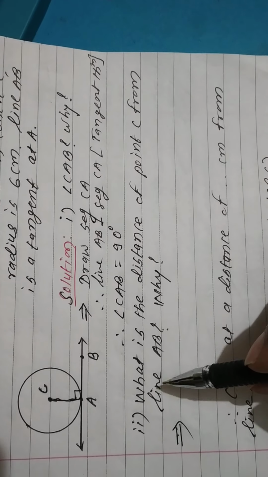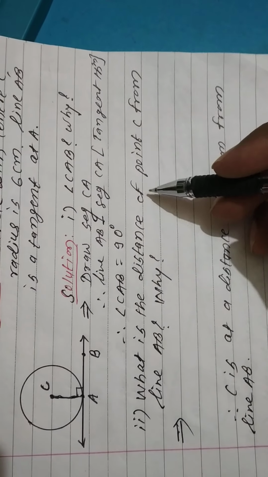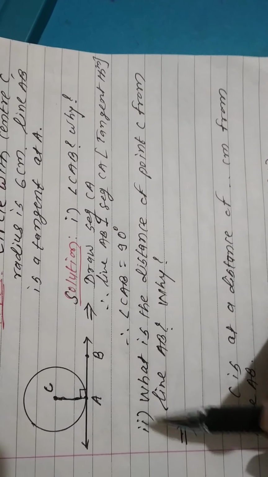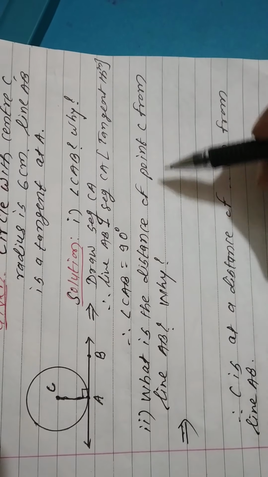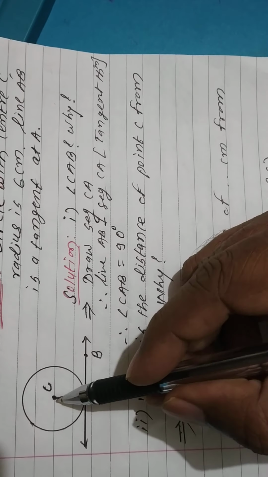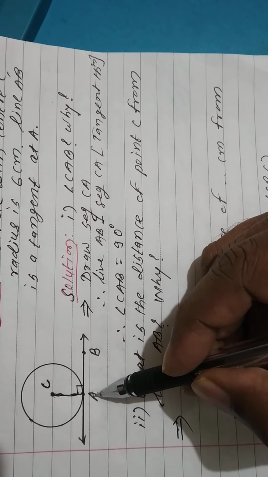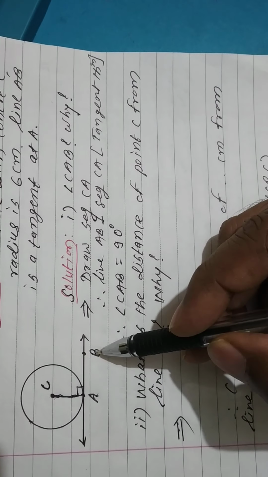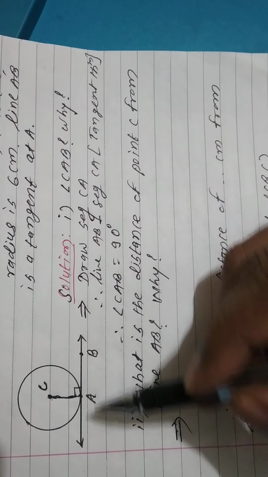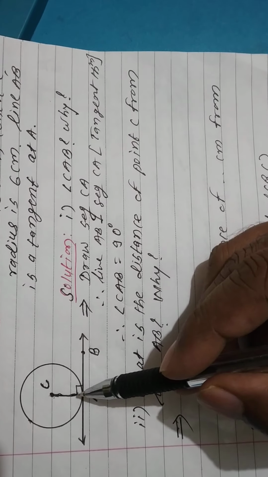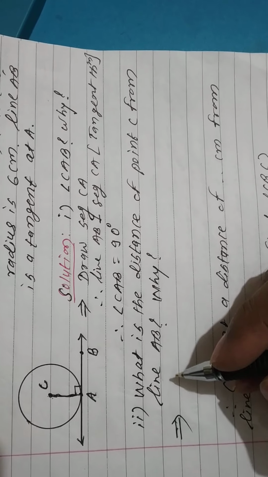Now, second question is what is the distance of point C from line AB and why? Distance of point C from the point A. Here CA is the radius and this radius is given 6 centimeter. Again CA is perpendicular to AB, means the distance of point C from line AB is 6 centimeter. You write the answer in this way.